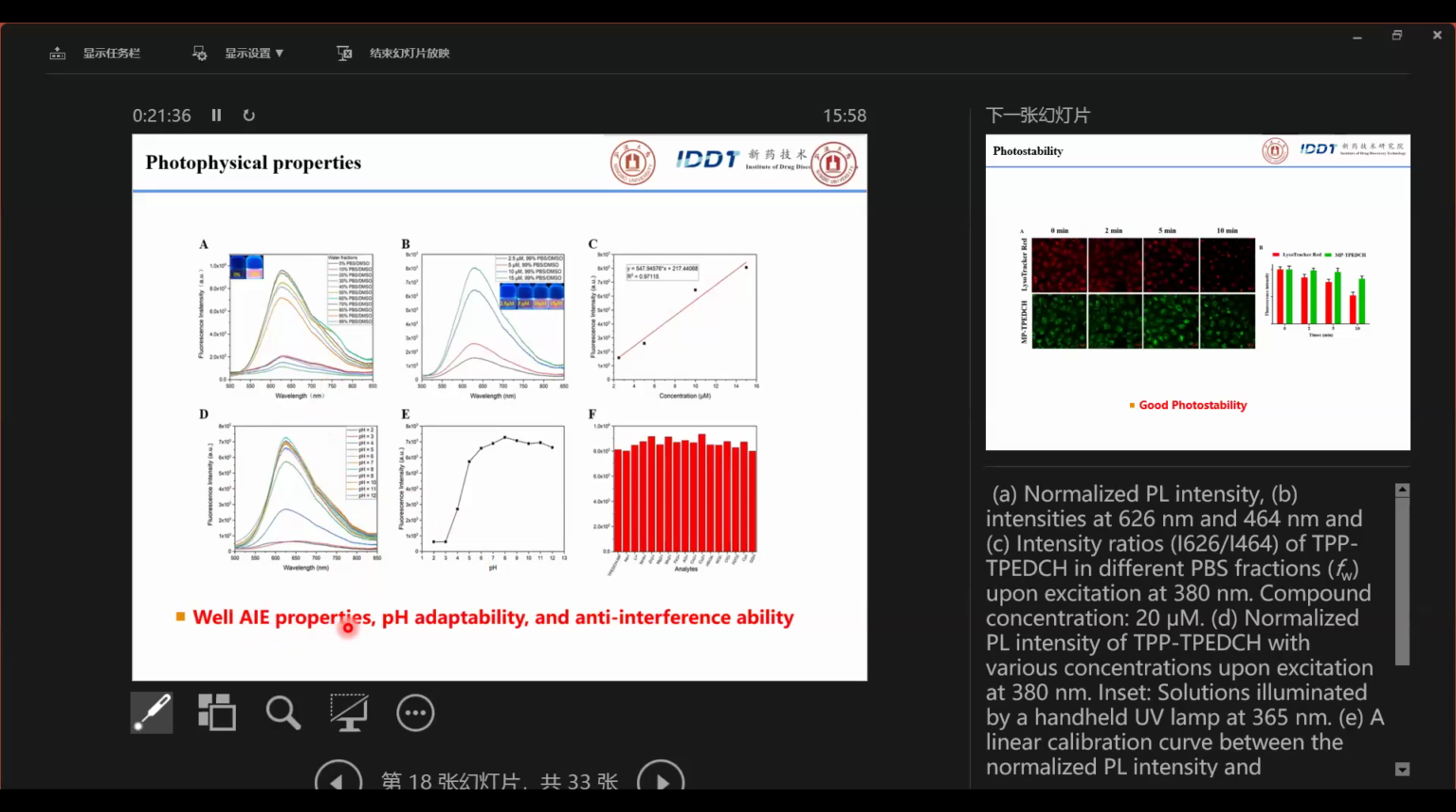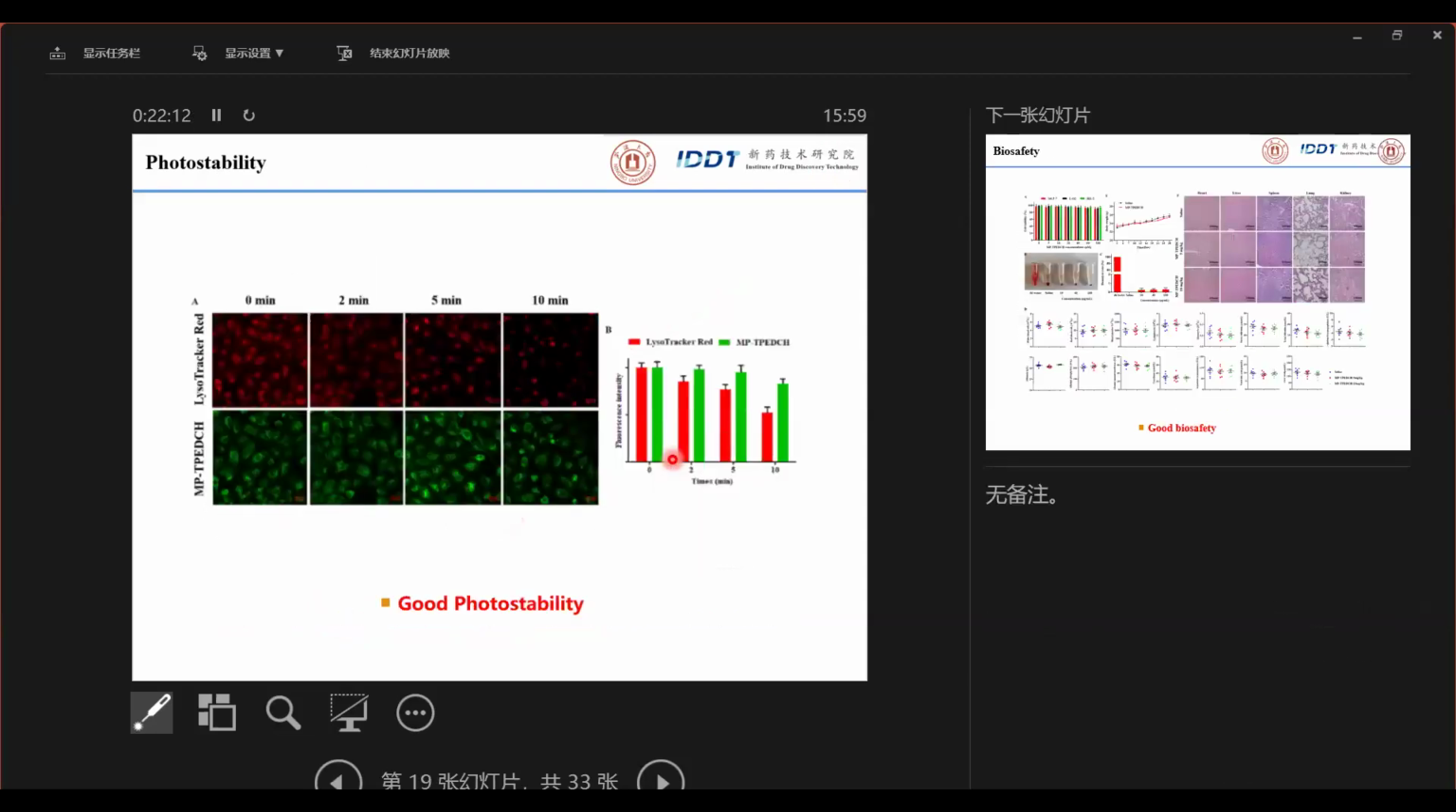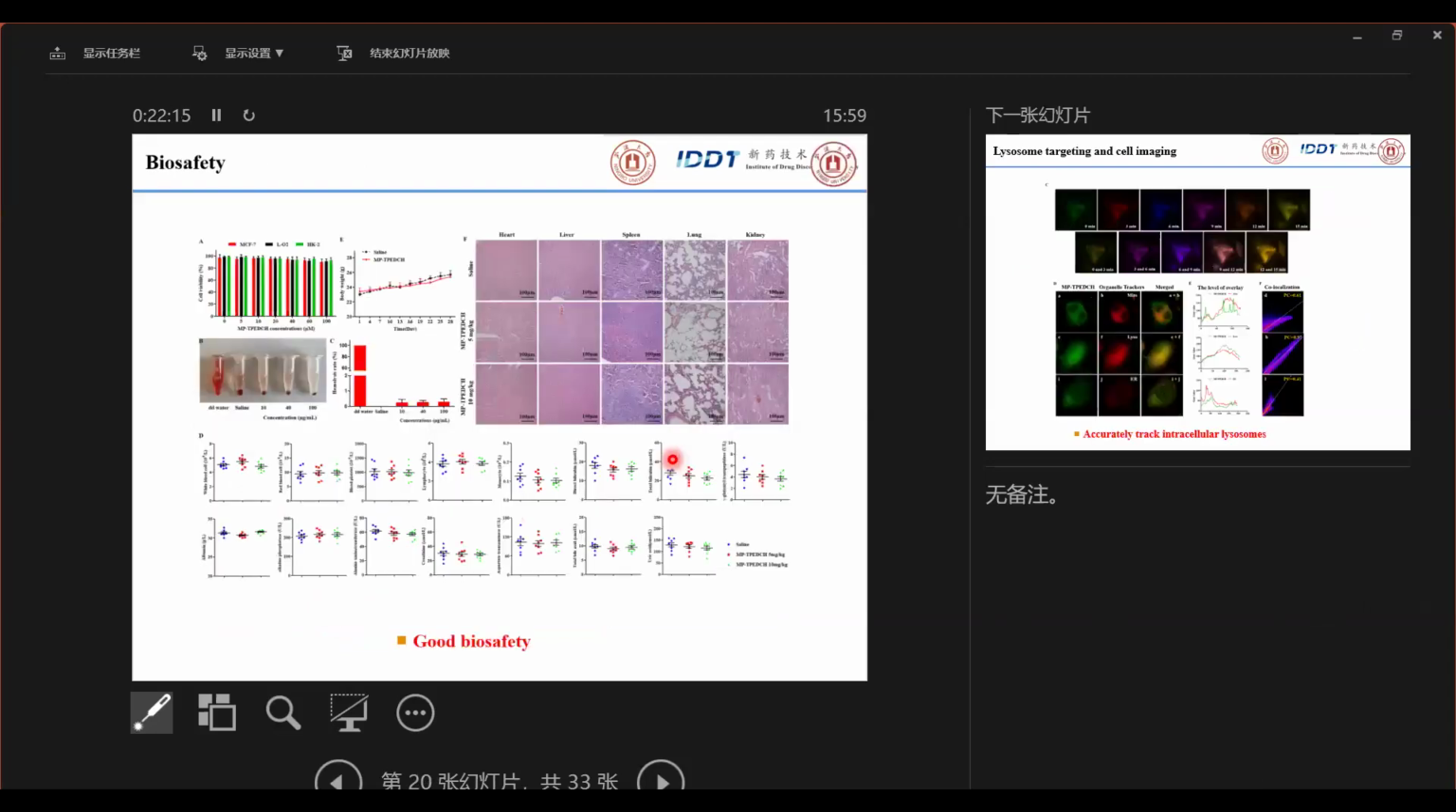But some molecules have very special properties. When they are in aggregates, they have high emission. So that is called aggregation-induced emission. So this compound has very typical AIE properties, which also give it special properties as a photosensitizer to increase or induce ROS in the body. And we also checked different pH and other interference. It has very good anti-interference ability, also in photostability as well as biosafety.